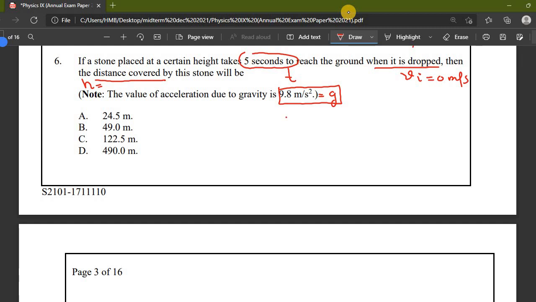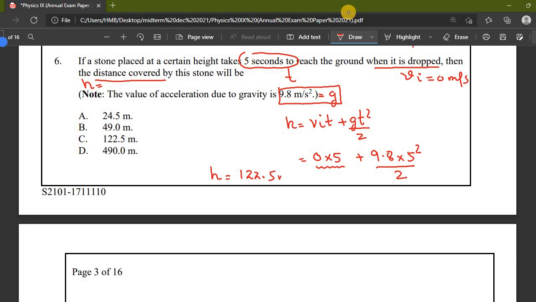For that, we know that height is equal to Vit plus gt square over 2. Initial velocity is 0 multiplied by time 5, plus g is 9.8 multiplied by time square divided by 2. So the first expression will become 0. Let's calculate the second expression to find the height. After calculating 9.8 times 5 square divided by 2, our result is 122.5 meters. So the correct answer for question number 6 is option C.